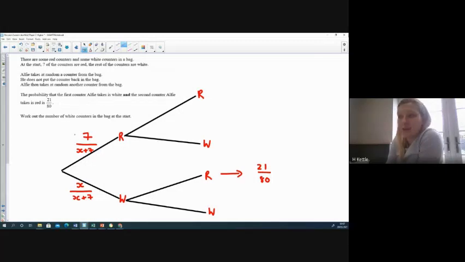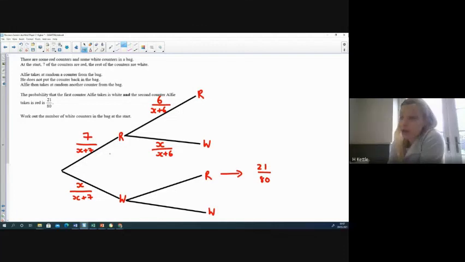Now, when he's taking one out of the bag, he's not putting it back in. So to take another red would be 6 over X add 6 because we've taken one out. There's one less in the bag. Now, the probability of white would be X still because we've not taken a white out on the first pick. And that would still be out of X add 6, because we are one less overall, but we've still got X whites because we've taken a red on that first pick.